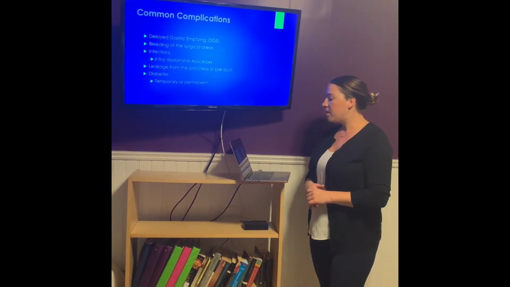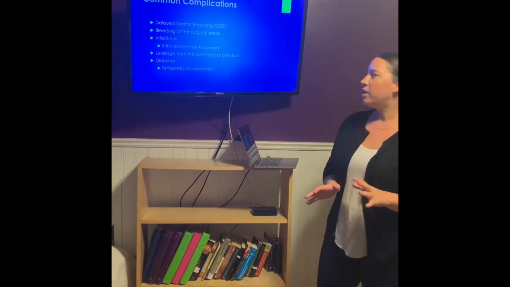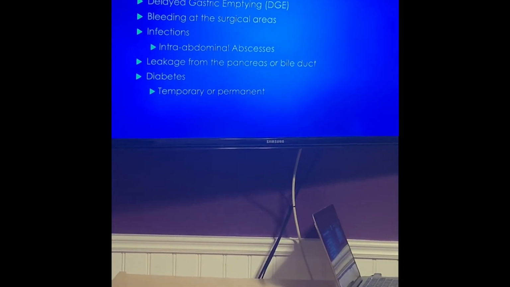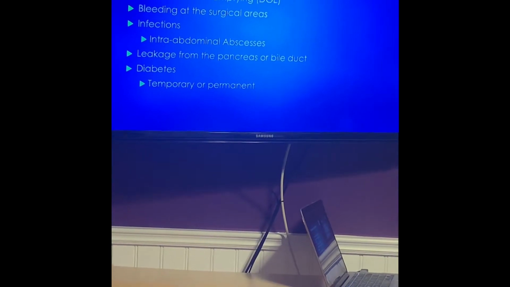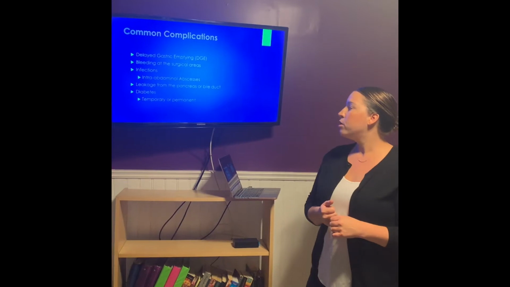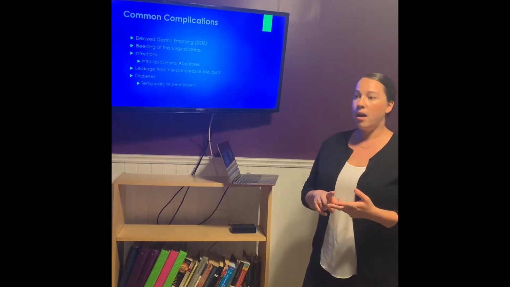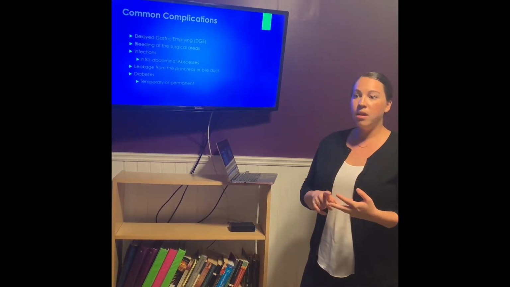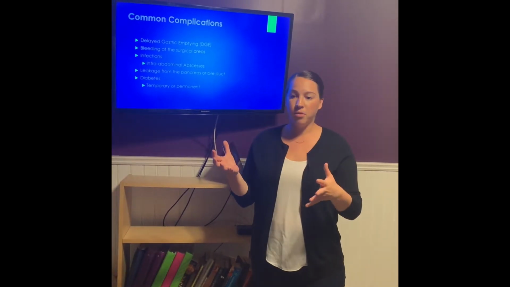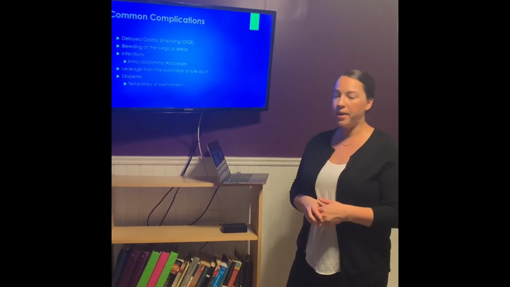All right, so now I'm just going to get to the common complications of the Whipple. The most common complication is something called delayed gastric emptying, or DGE. This is when the contents of the stomach are unable to pass from the stomach into the small bowel. These patients will typically experience persistent nausea and vomiting, abdominal distension. What'll usually happen is when you notice that someone's either had an episode of emesis or their abdomen's grossly distended with hypoactive bowel sounds, you'll notify the provider.